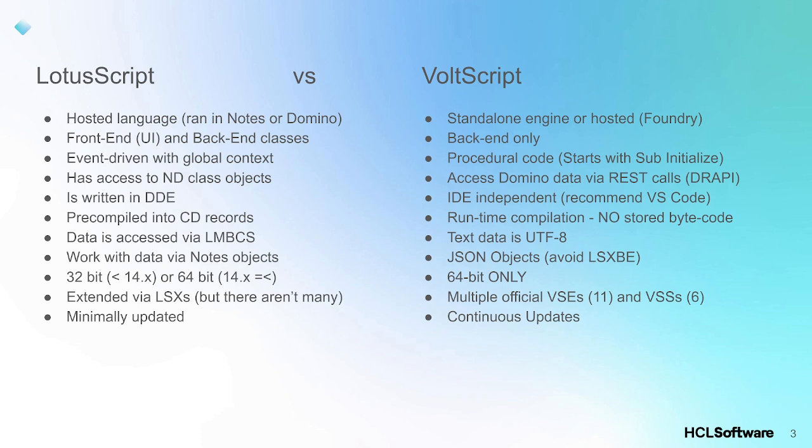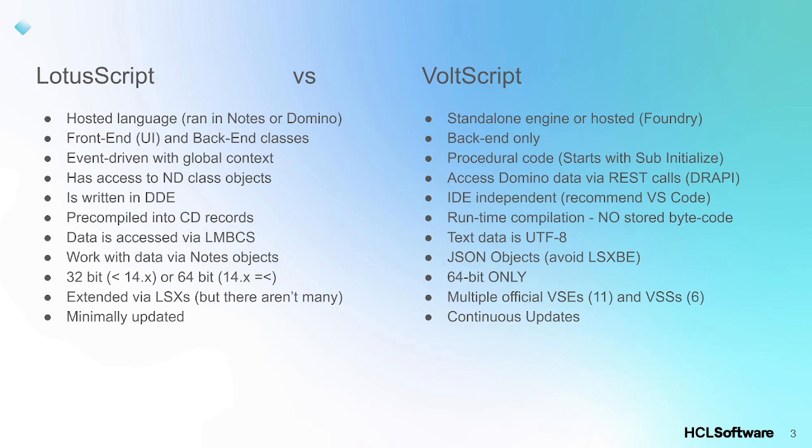Whenever you save LotusScript, it gets precompiled into bytecode, which is stored in CD records in a Notes database. Whereas VoltScript is only compiled at runtime. It doesn't have a precompiler. It accesses the text file in the VSS file, compiles it, and then executes the code. LotusScript relies on a proprietary text model called LMBCS, the Lotus multi-byte character set, whereas in VoltScript, text data is accessed using UTF-8, which is a standard protocol.